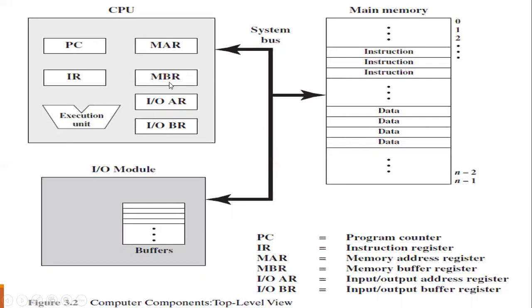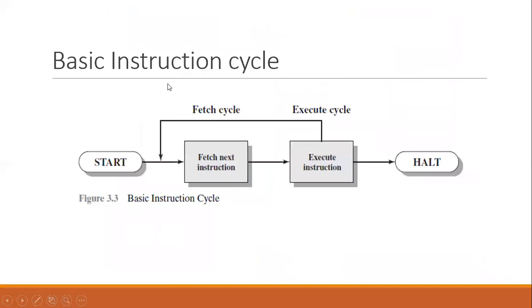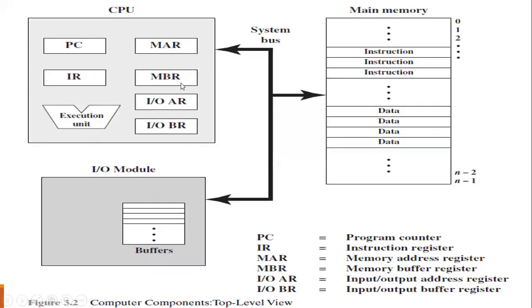And this MBR is your memory buffer register. It stores the fetched data. When the data is fetched from your memory into the CPU, it will come here in the memory buffer register. And even if you want to store some data, some result, into your main memory, in that case also the result is stored in your MBR.